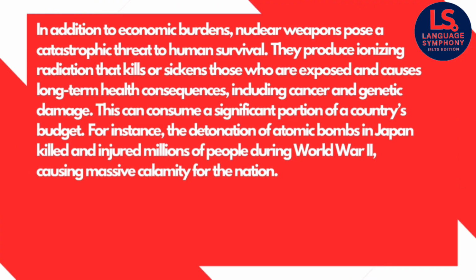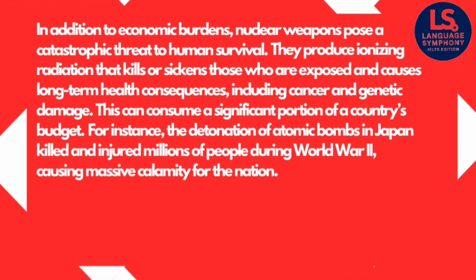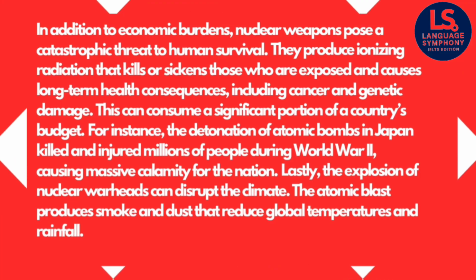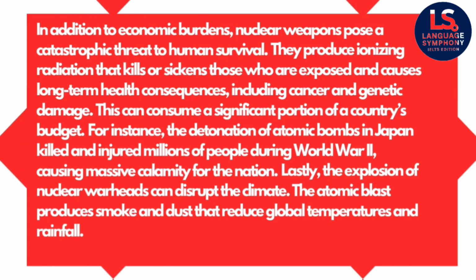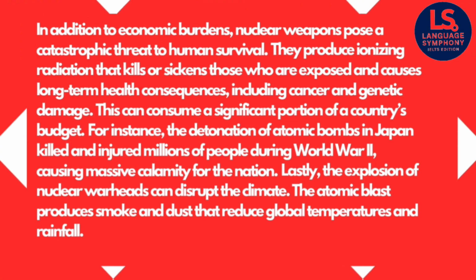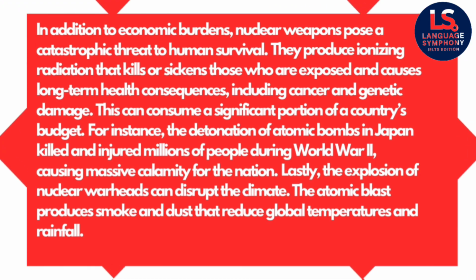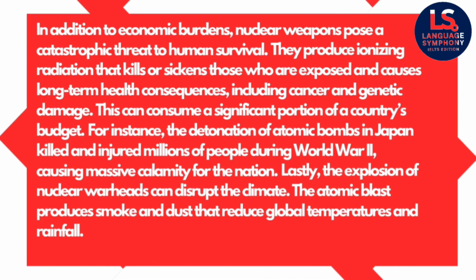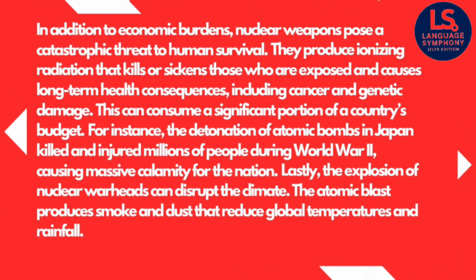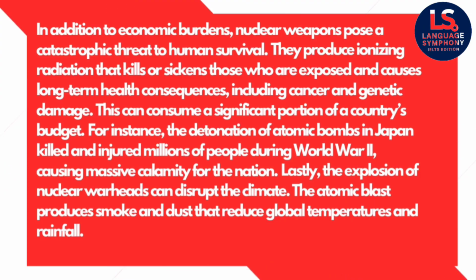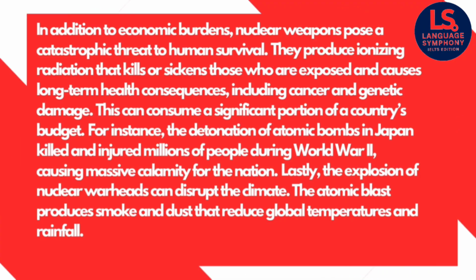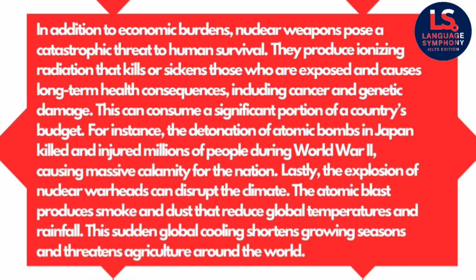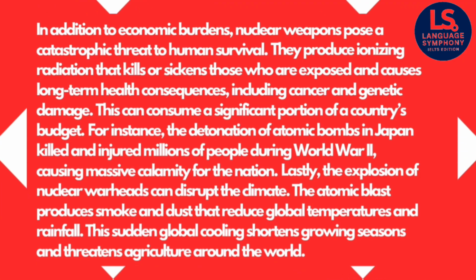Then we take the argument a step further from human harm to environmental harm. Lastly, the explosion of nuclear warheads can disrupt the climate. The atomic blast produces smoke and dust that reduce global temperatures and rainfall. This part shows that the damage isn't just immediate or local, it can affect the entire planet. Finally, we explain the consequence of that climate disruption. This sudden global cooling shortens growing seasons and threatens agriculture around the world.